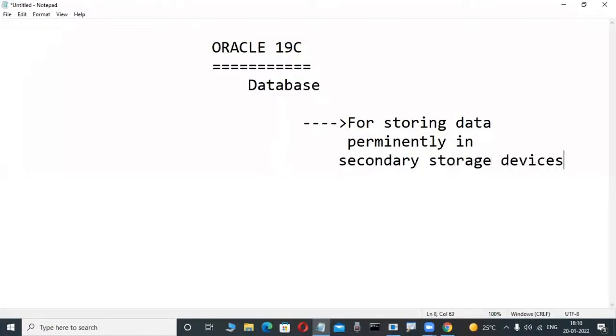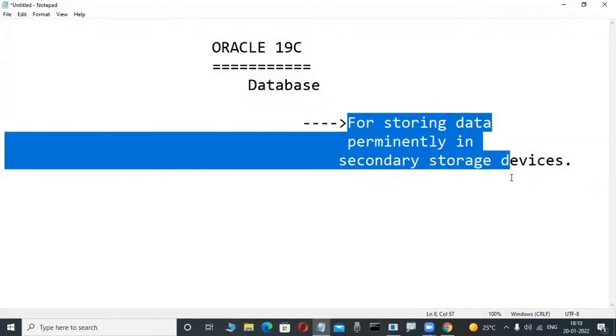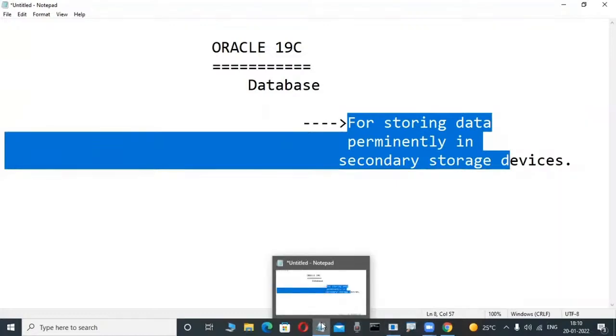Permanent. Suppose today we are storing our data, then 5 years after, 10 years after, 20 years after, 100 years after, your data is still available and you are using it. That's why Oracle is a product from Oracle Corporation with some version number. This is a database product, one of the popular databases. But what is the purpose of that? For storing data permanently in secondary storage devices. Now slowly observe it here.